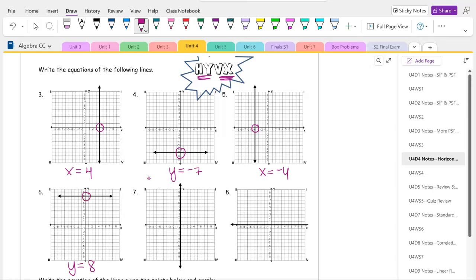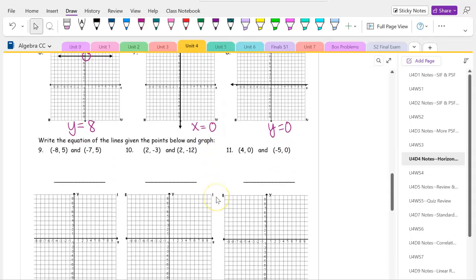Now, 7 and 8 are a little weird. The number that we're at is just 0. What's odd is that this line is vertical, so it's x equals 0, but what's strange is that it's actually representing the y-axis. So the equation of the y-axis is x equals 0. Likewise, for number 8, the equation of the x-axis is actually y equals 0 because the x-axis is horizontal.